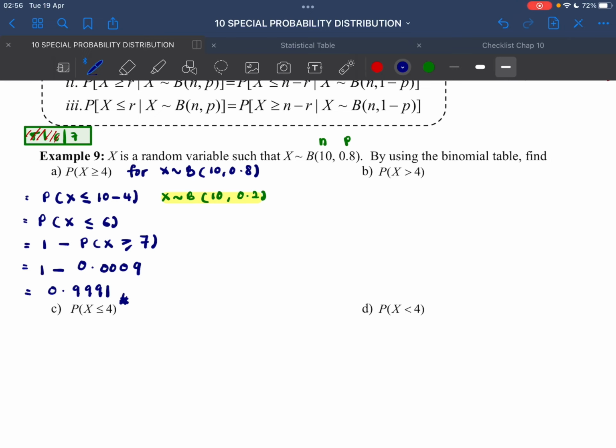If your p is greater than 0.5 but you want to use the table, you have to change the distribution. Not only the distribution, the probability as well. Okay, so let's try one more time.